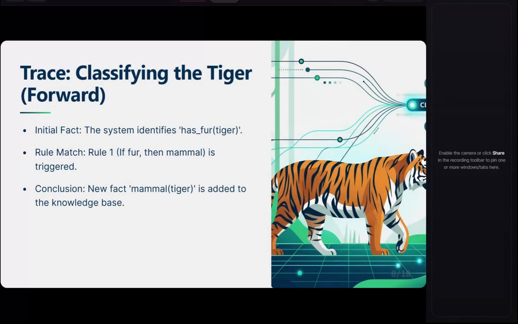Let's trace a tiger. Our system sees the fact tiger has fur. It immediately checks rule 1. Since the if part, fur, is true, it triggers the then part. Just like that, our knowledge base grows by one new fact. The tiger is a mammal. We didn't know that at the start, but our forward chaining explorer found it.